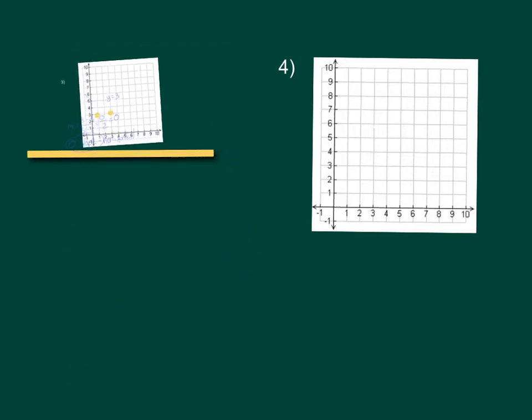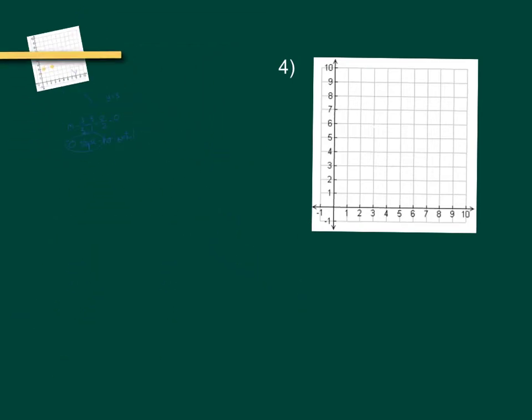Get rid of this stuff here, get it out of the way. Okay, let's go to example number 4. Now here I want you to put 2 dots at the ordered pairs (4, 4) and (4, 2). Do the same thing, draw your line. I'll just draw this one in. This time we got a vertical line.